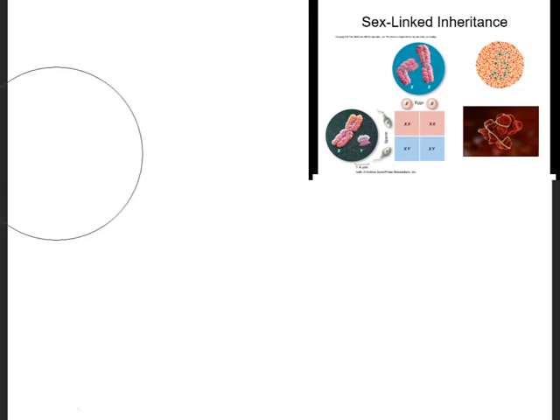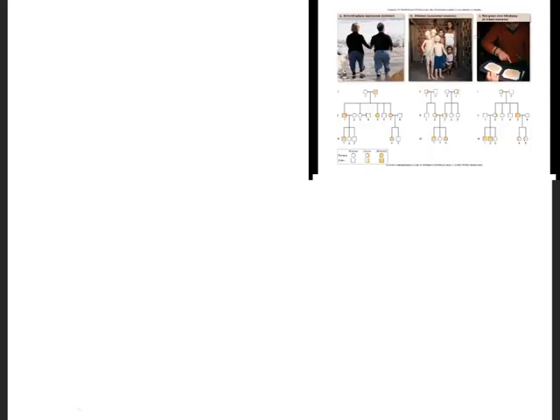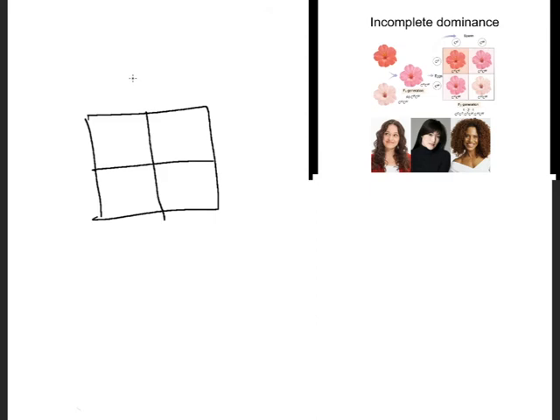Now, let's deal with incomplete dominance. This one's a pretty simple one. Incomplete dominance, again, comes down to the fact that sometimes there are no recessive alleles. Sometimes you just have dominant alleles. In this case, there's two dominant alleles, the red and the white allele. And when you mix them together, you get pink. And so this one's pretty simple. You just have to know which alleles are what.